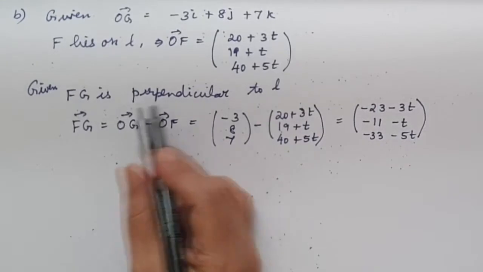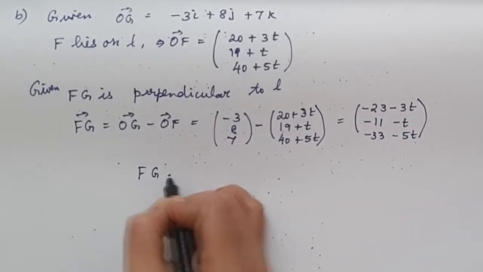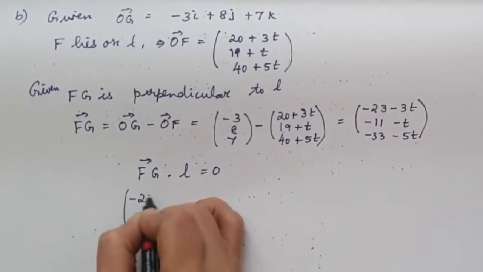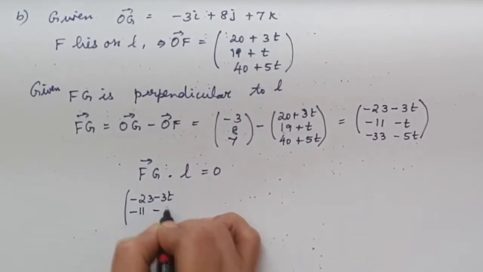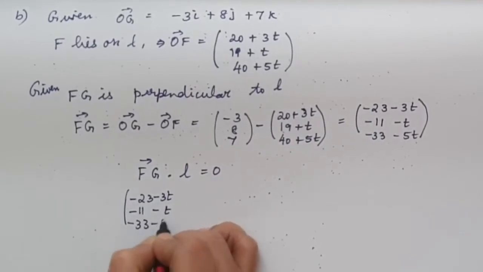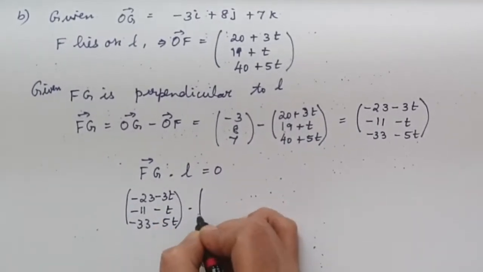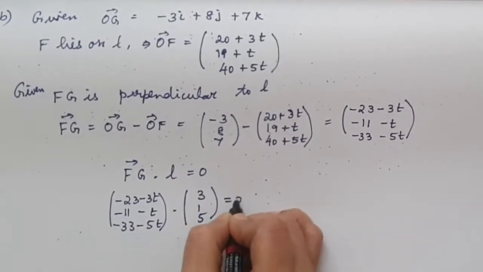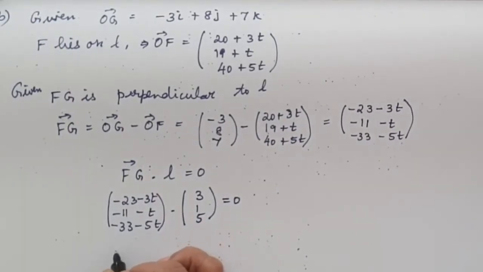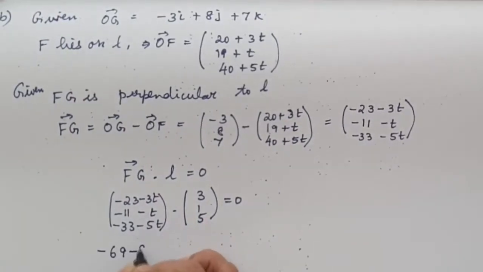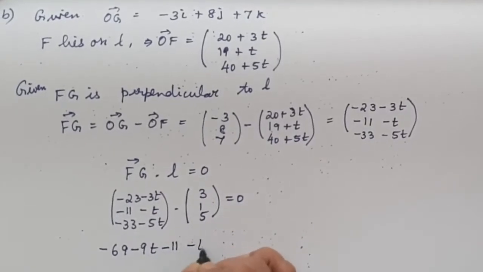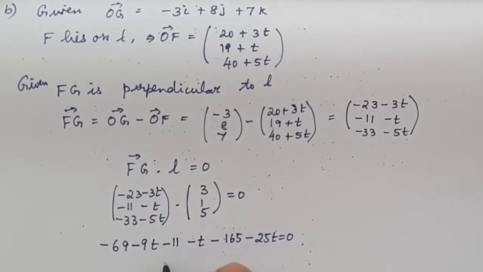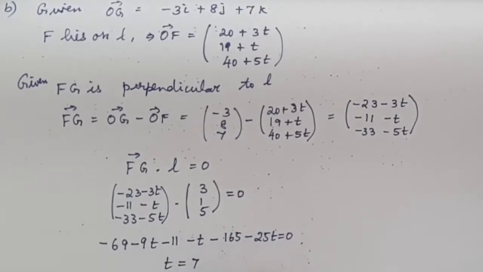Now, since FG and L are perpendicular, FG dot L will be equal to 0. So FG is minus 23 minus 3t, minus 11 minus t, minus 33 minus 5t, dot the direction of the line L, which is 3, 1 and 5, will be equal to 0. When we simplify this, we get minus 69 minus 9t, minus 11 minus t, minus 165 minus 25t, will be equal to 0. So our t will be equal to 7.